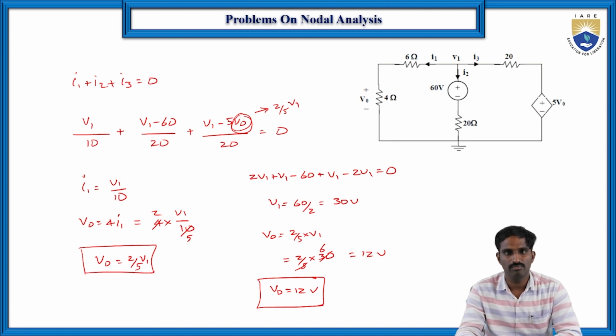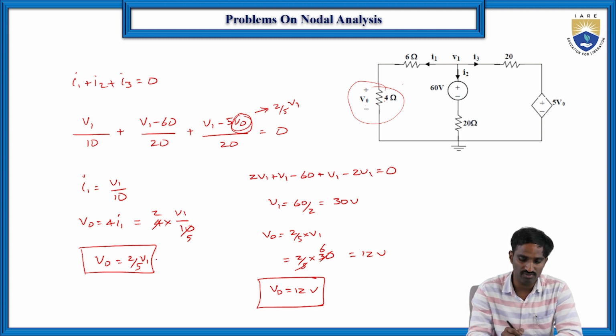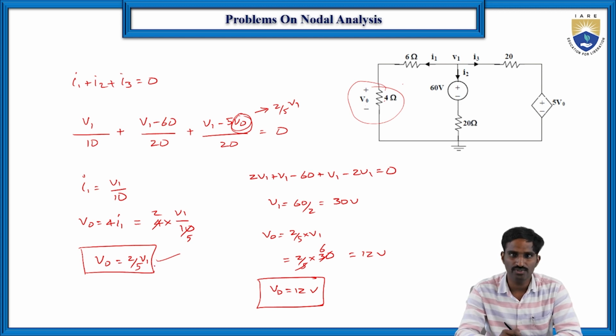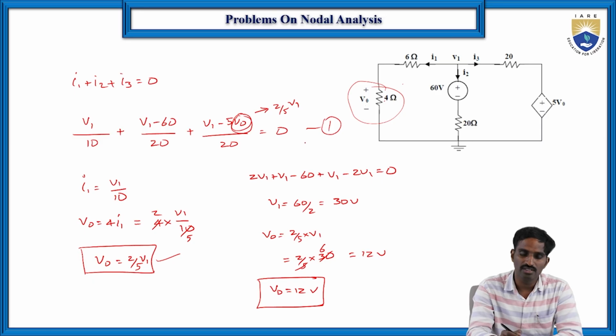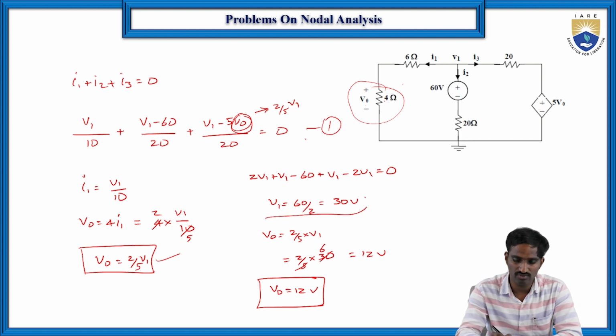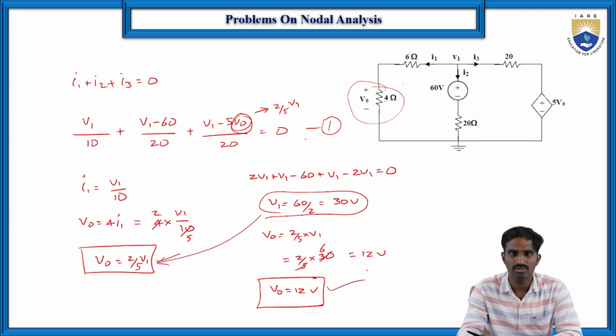See how simple it is. The dependent source value is 5 into V naught, and V naught is the voltage across the 4 ohms resistor. So V naught is equal to 4 into I1, because I1 is the current flowing through this 4 ohms resistor, and I1 is equal to V1 by 10. Substituting, you get V naught in terms of V1, which is 2 by 5 into V1. Then substitute this V naught value in equation number 1, and you will get V1 equal to 30 volts. After getting V1, substitute here, and you will get V naught equal to 12 volts.